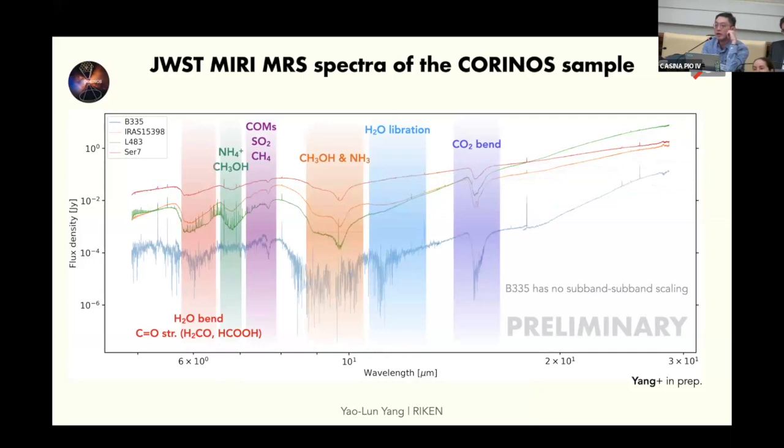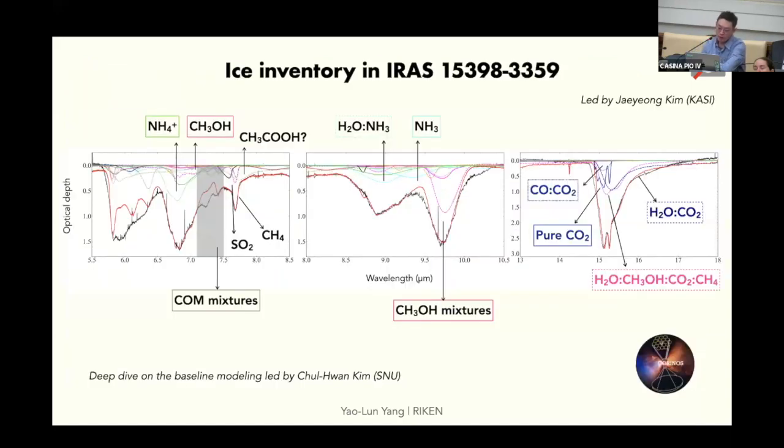Some of them are quite well known, but with the high sensitivity enabled by JWST, we can really dig into the minor features, the bumps and wiggles in the ice absorption features, to further understand the mixtures happening in individual sources. So that's one thing that we try to do.